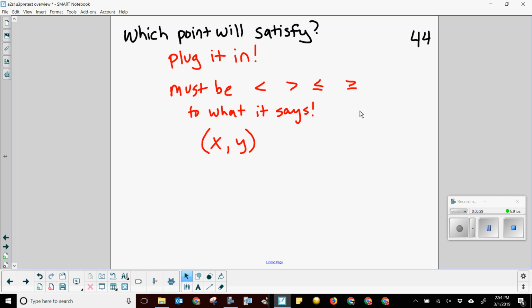Which point will satisfy the inequality? Well, plug it in and see if it's less than what it's supposed to be less than, or greater than or equal to what it's supposed to be greater than or equal to. So if you've got like 2x plus 4y is greater than 10, when you plug in x and y, it better be greater than 10. Otherwise, that xy point will not satisfy the inequality.